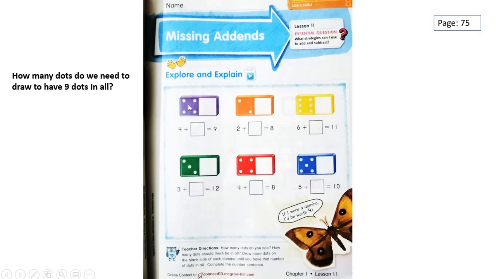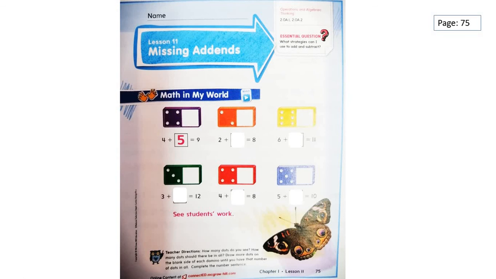Here we have only 4. How many dots do we need to draw to have 9 dots in all? Can you guess? You can use your pencil to draw dots here until you get 9. Yes, it should be 5 because 4 plus 5 equals 9. And what about the next example?